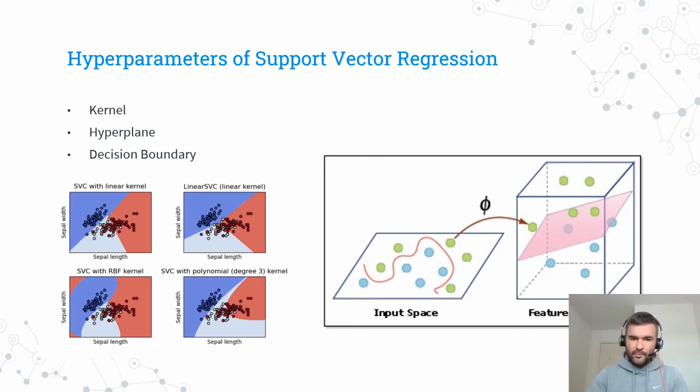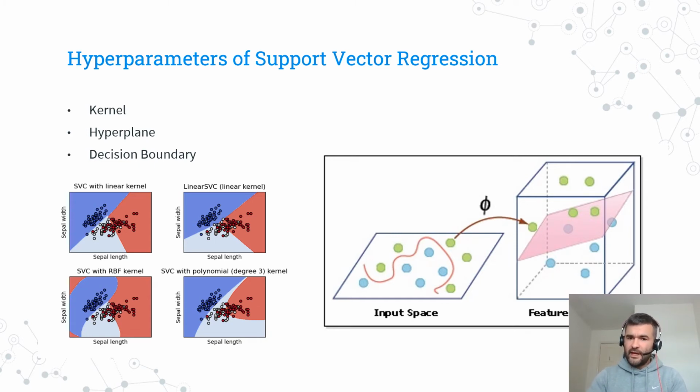The most popular kernels to use are linear, nonlinear, polynomial, radial basis function, and sigmoid. The radial basis function, also known as RBF, is the default parameter of the kernel. The next one is the hyperplane. In SVM, a hyperplane essentially acts as a boundary between two data classes. However, in SVR, the hyperplane is utilized to forecast the continuous output.